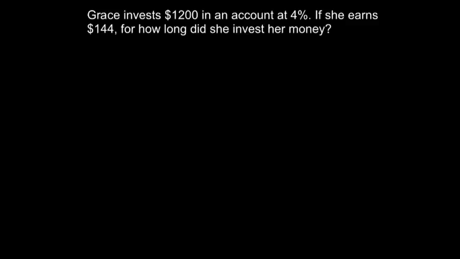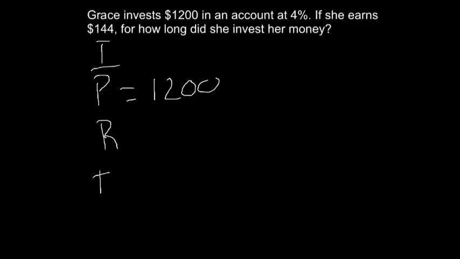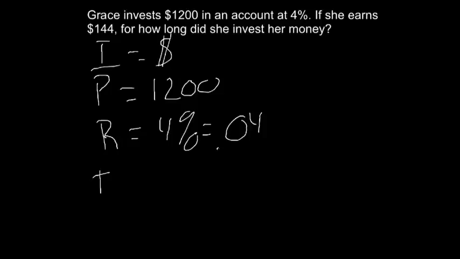Grace invests $1,200 in an account at 4% if she earns $144. For how long did she invest the money? So we have interest, principal, rate, and time. Grace invests, so invest is principal. In an account at 4%, 4% is rate. I'm going to make it a decimal. If she earns is interest. And we want to know how long, that's a question mark.